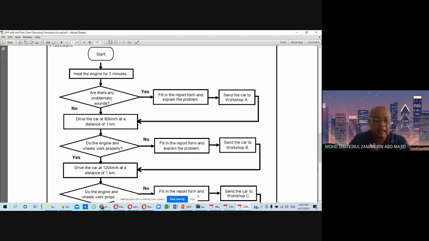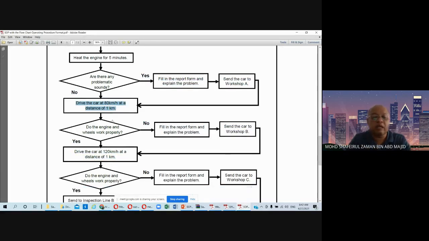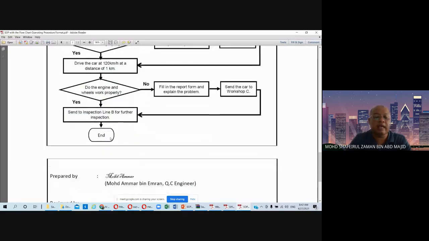decision making. Are there any problematic sounds? If the answer is yes, then it will bring you to the next procedure, what you are supposed to do. If the answer is no, then you can proceed to the next procedure, which is to drive the car at 80 kilometers per hour at a distance of 1 kilometer. So you can see it clearly here. This is the sample of a flowchart operating procedure until the end of it.